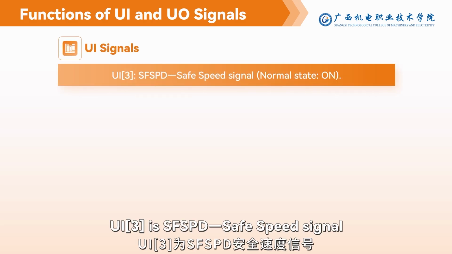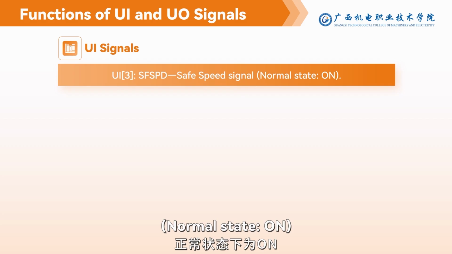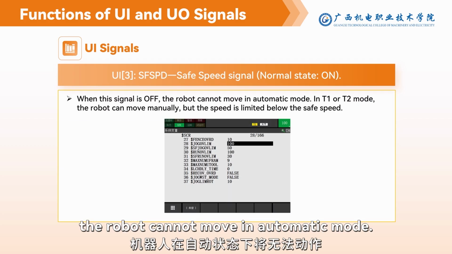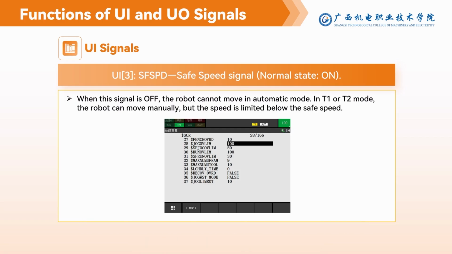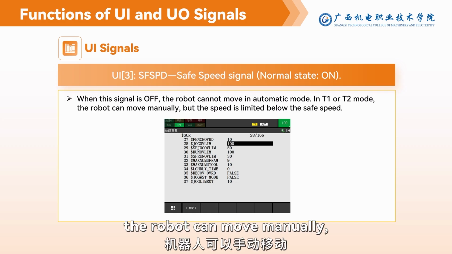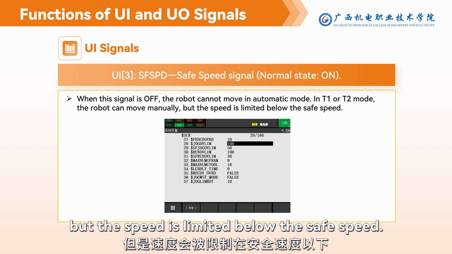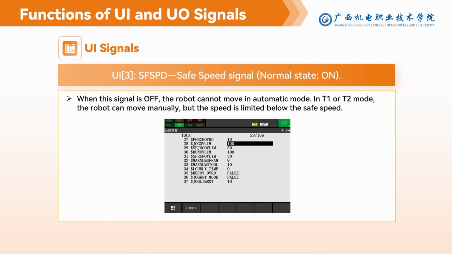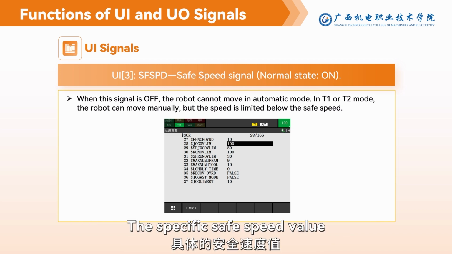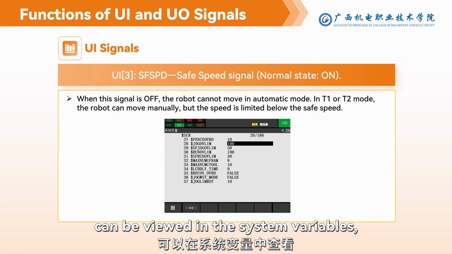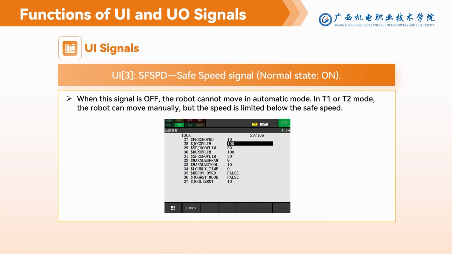UI3 is SFSPD, the safe speed signal. When this signal is off, the robot can move in automatic mode. In T1 or T2 mode, the robot can move manually, but the speed is limited below the safe speed. The specific safe speed value can be viewed in the system variables, as shown below.